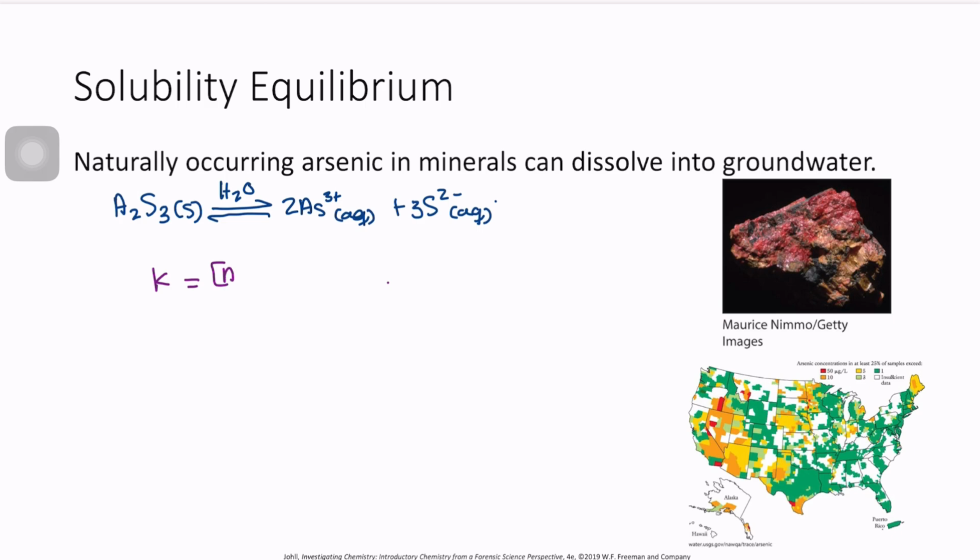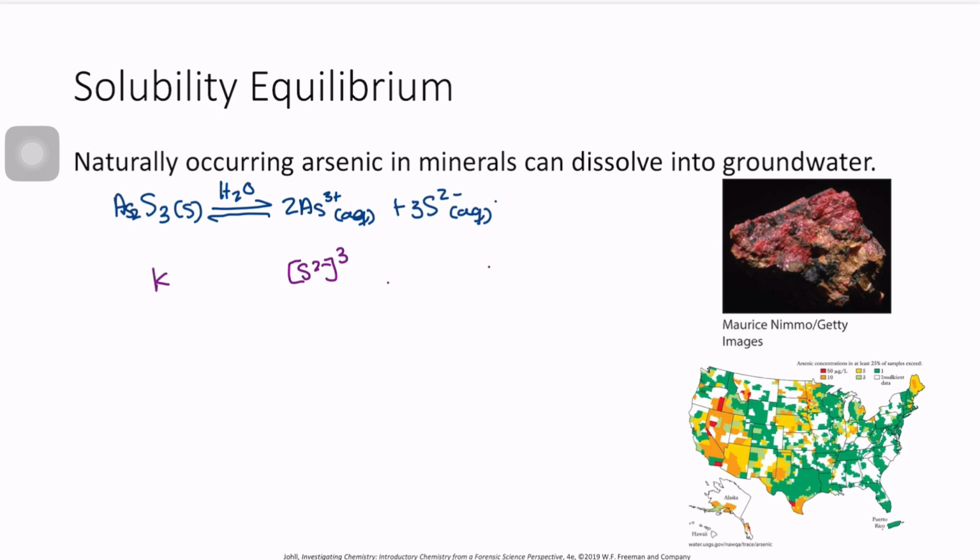It's going to be the concentration of arsenic. I forgot to write that arsenic up here. There we go. It's going to be the concentration of arsenic ions squared times the concentration of sulfide cubed. So it doesn't depend on how much of the arsenic sulfide is in the minerals in the ground. What it only depends on is the concentration of the arsenic ions and sulfide.